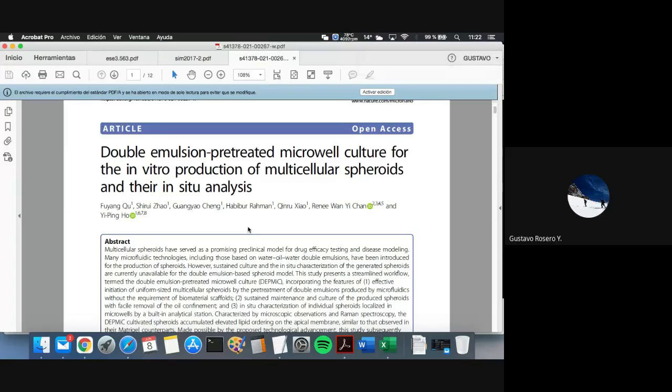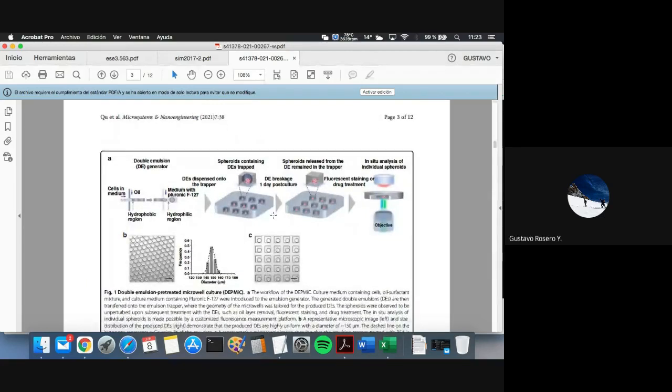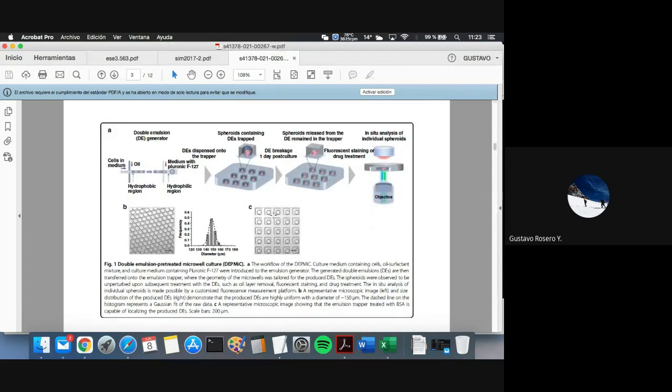Yes. Okay, thank you. This time, I'm going to talk about this paper that is titled Double Emulsion Pretreated Microwell Culture for the In Vitro Production of Multicellular Spheroids and their In Situ Analysis. Okay, the objective of this paper is to culture spheroids, and they perform the double emulsion generation.